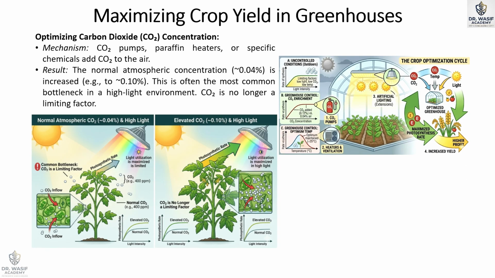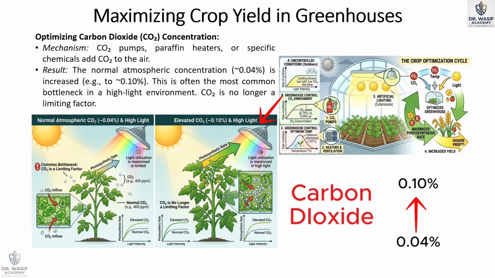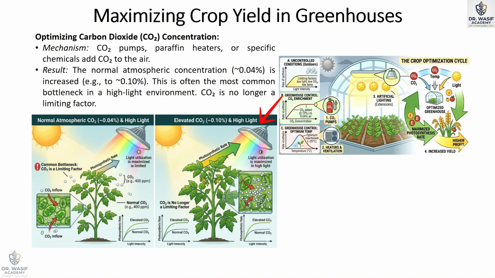So providing light is just the first step. To truly unlock a plant's potential, we have to look at the atmosphere inside the greenhouse. In a high light environment, carbon dioxide quickly becomes the bottleneck. Remember, the air outside only has about 0.04% carbon dioxide. So in a greenhouse, farmers use carbon dioxide pumps or paraffin heaters to boost that concentration up to 0.1%. By removing this common limiting factor, that is the carbon dioxide, by increasing its concentration from 0.04% to 0.1%, the assembly line for glucose can finally move at full speed.